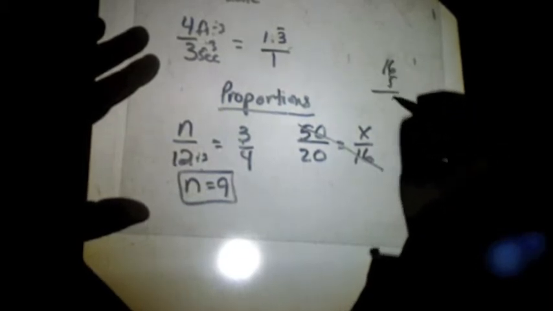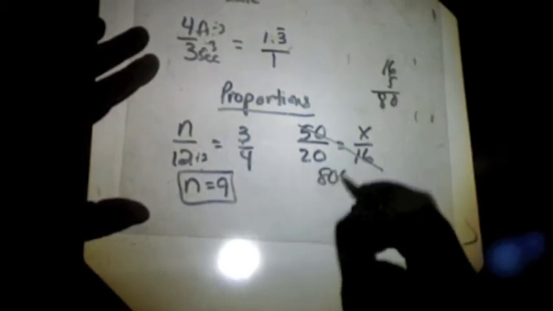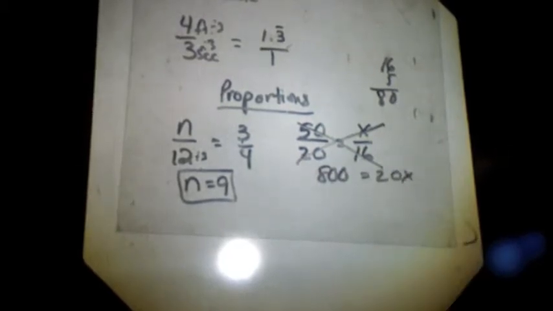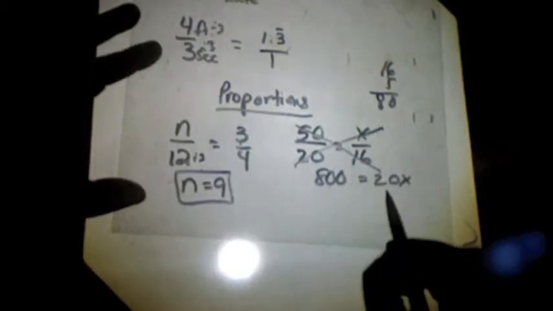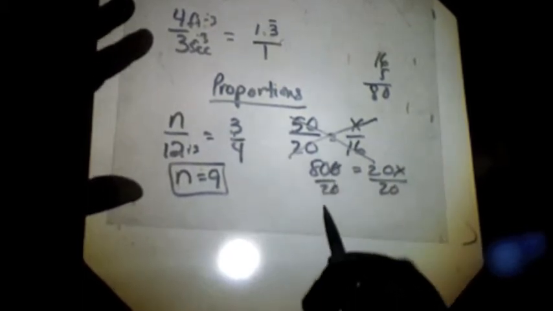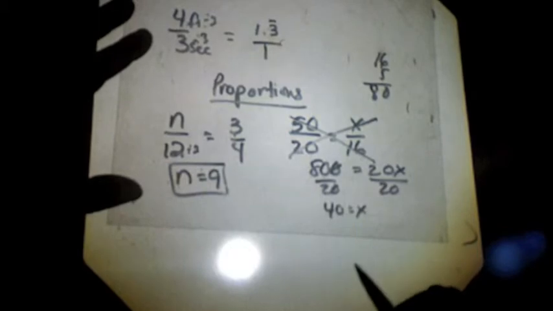What's 50 times 16? 16 times 5 is 80, so 800. And then cross multiply here is 20x. Now, what do we have? Back to last chapter, we have an equation. We have to solve for what x is. So we divide both sides by 20, and you get 40 equals x.